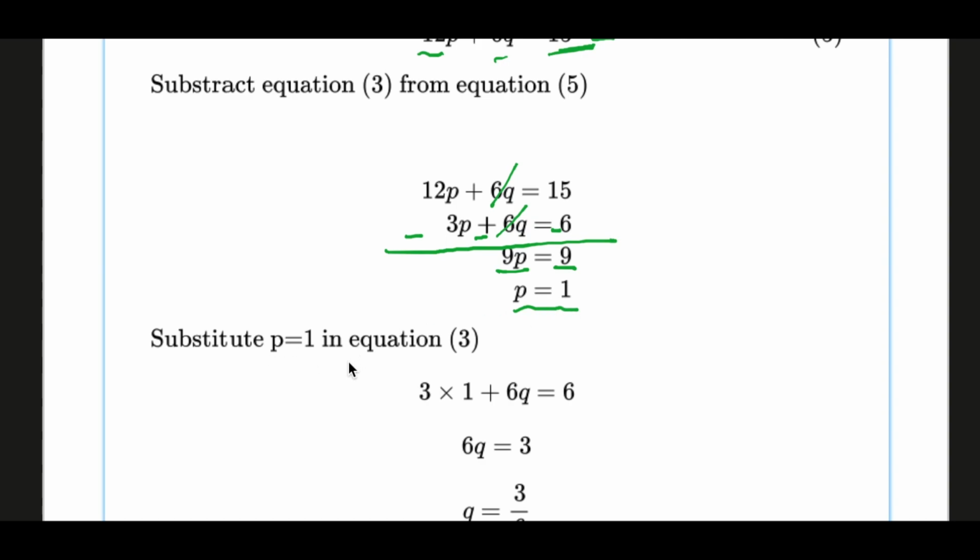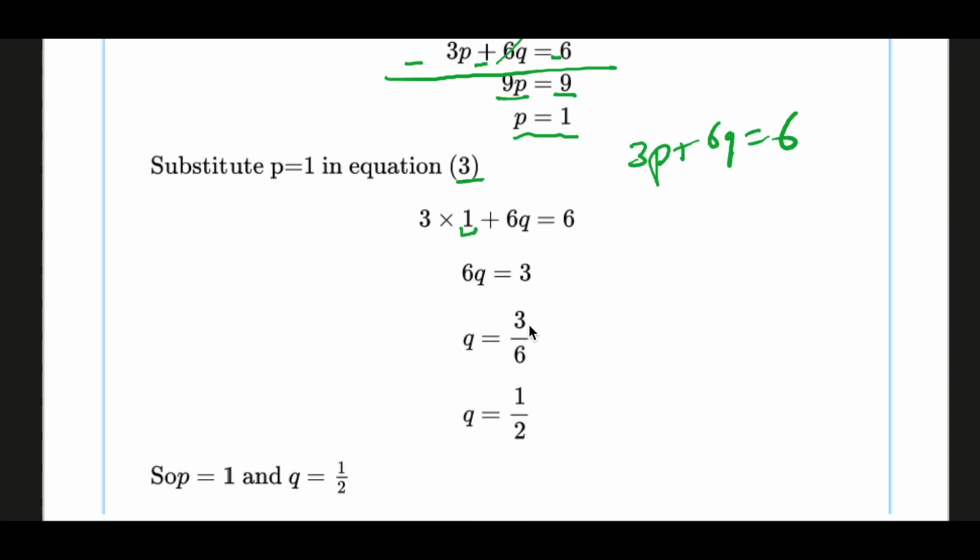Now we do the substitution of p = 1 in equation 3. Our equation 3 was 3p + 6q = 6. So instead of p we write 1. So 3 times 1 + 6q = 6. So 6q is equal to 3. So now we have q equals to 3 by 6. So the value of q comes out to be half. So the value of p is 1 and the value of q is 1 by 2.